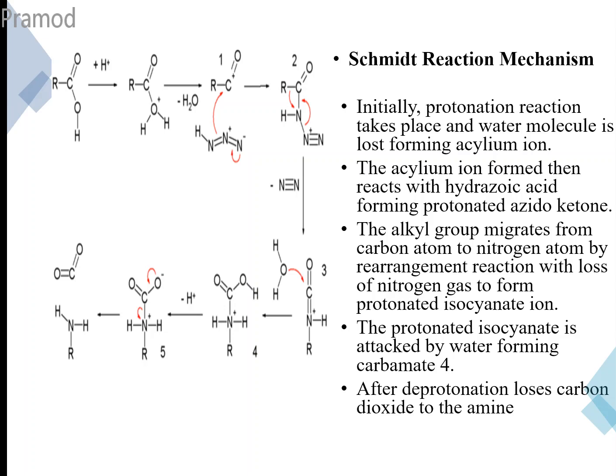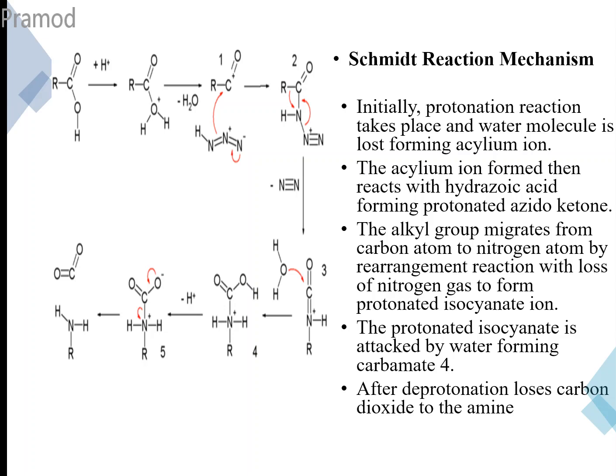Now this isocyanate gets attacked by water to form a carbamate 4. What is carbamate? NHC double bond OOH. This forms a carbamate. And this carbamate gets deprotonated with the loss of carbon dioxide, and you get your amine.